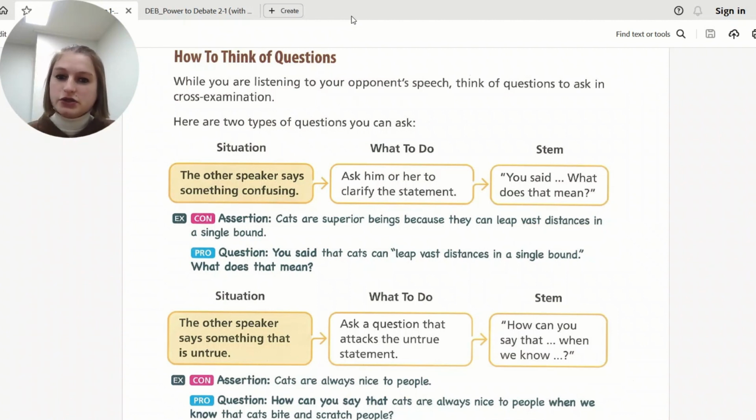So like here, you said that cats can leap vast distances in a single bound. What does that mean? I don't understand. Or how can you say that cats are always nice to people when we know that cats bite and scratch people? You're kind of saying that's kind of wrong. They're not always nice to people. So those are some examples of crossfire questions.